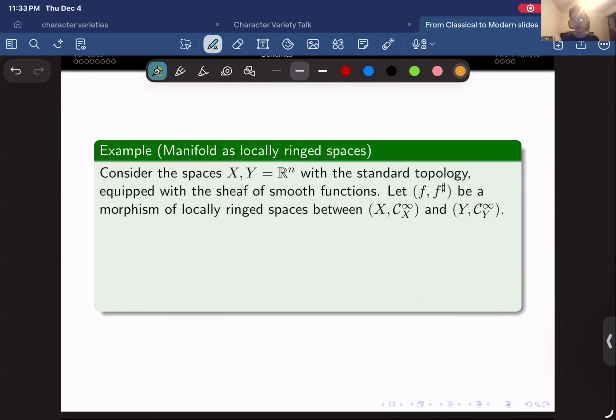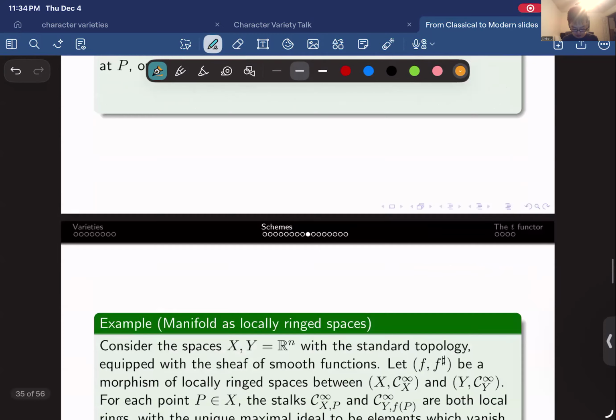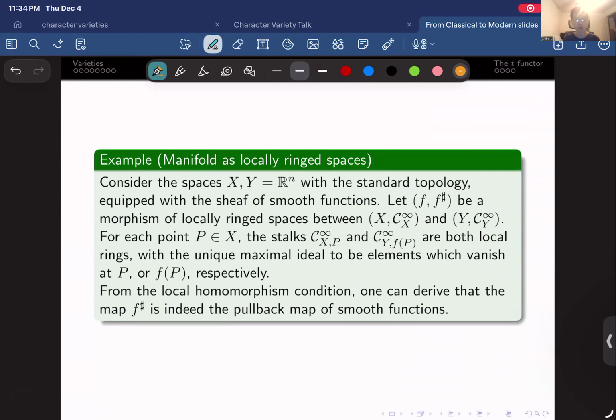It's equipped with the sheaf of smooth functions. And let f and f sharp be a morphism of locally ringed spaces between them. For each point p in X, the stalks C infinity of X at p and C infinity of Y at f of p are both local rings, with the unique maximal ideal being the elements which vanish at p or f of p respectively. And in this case, you can actually compute from the local homomorphism of local rings condition that the map f upper star is actually the pullback map of smooth functions. So it justifies my choice of notation over here.